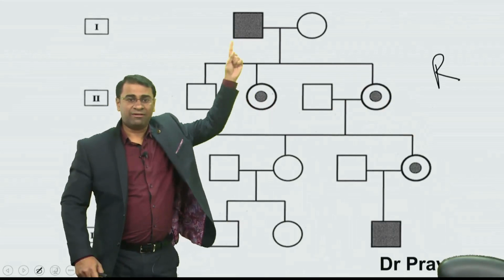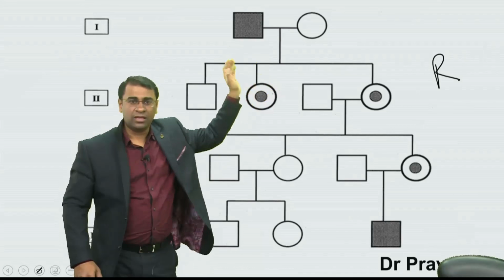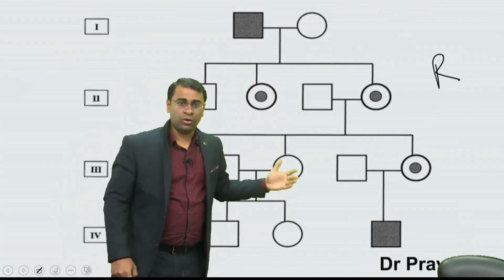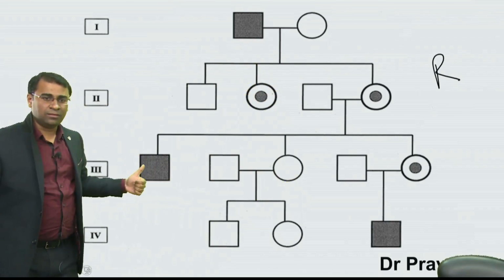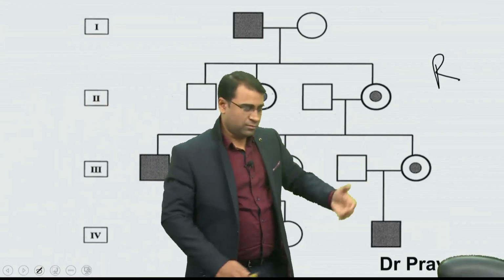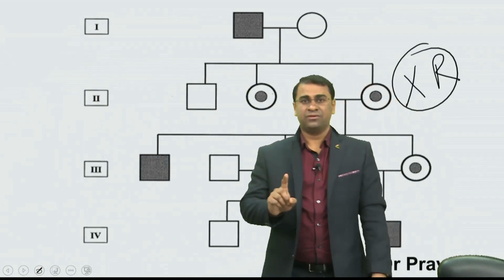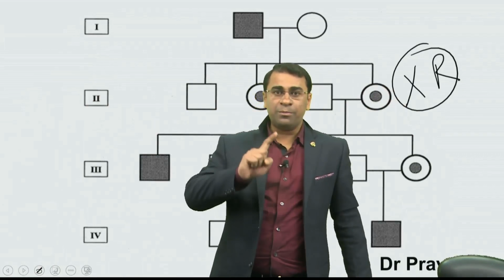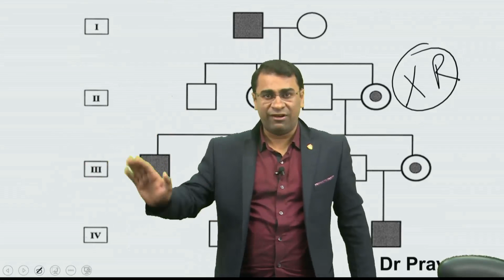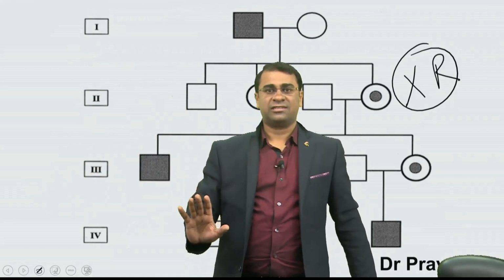Is male giving to son? No. But male is giving to daughter. Male is not giving to son. The male is giving to daughters. Again, you see male, but there are no children here. So male is not giving to son. What is it? It is X-linked recessive. Again revise: if a male gives to son, it is not X-linked. Revise with me. If male gives to son, not X-linked.